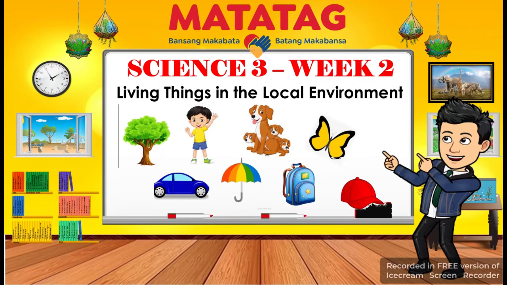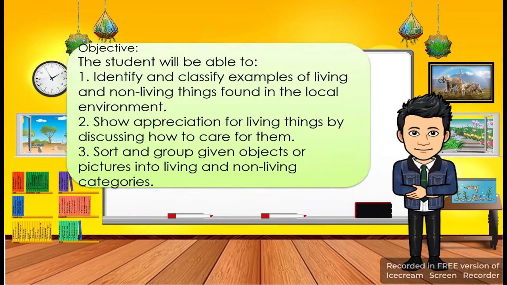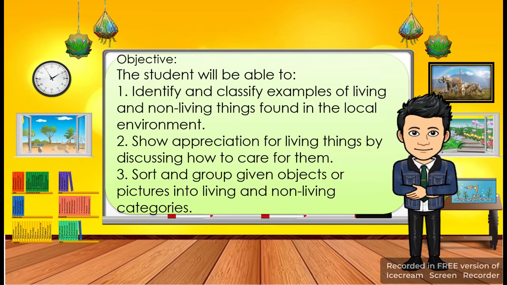Today, we will discuss living things in the local environment. But before that, these are our objectives. 1. The student will be able to identify and classify examples of living and non-living things found in the local environment. 2. Show appreciation for living things by discussing how to care for them. And last, sort and group given objects or pictures into living and non-living things categories.